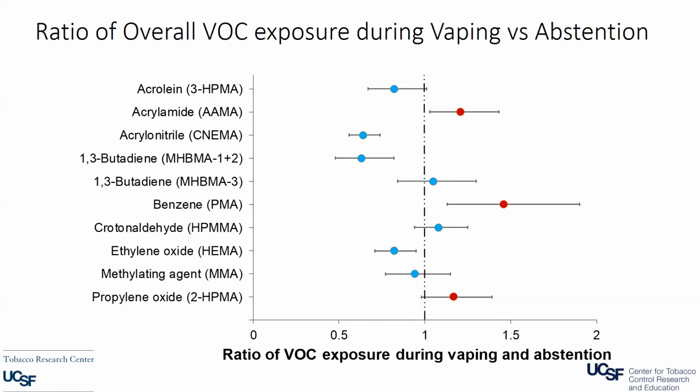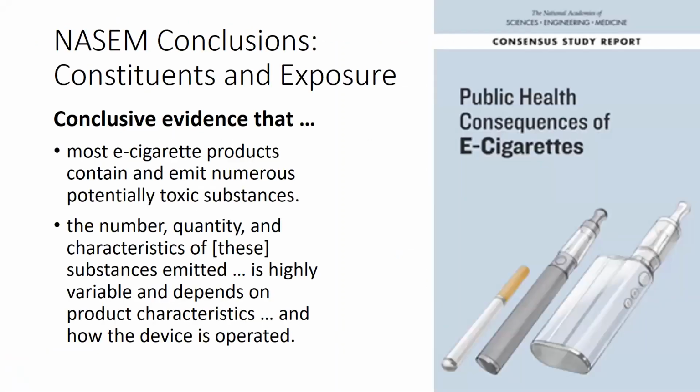Acrylamide may be coming from the plastics that are used in e-cigarettes. So the National Academy of Sciences, Engineering and Medicine report, the conclusions regarding constituents and exposure. We found conclusive evidence that most e-cigarette products contain and emit numerous potentially toxic substances, but the number, quantity, and characteristics of these substances is highly variable, and it depends on product characteristics. For example, the power of the devices, the type of devices, and then how the devices are operated. So both the type of devices and how the human user uses these products.